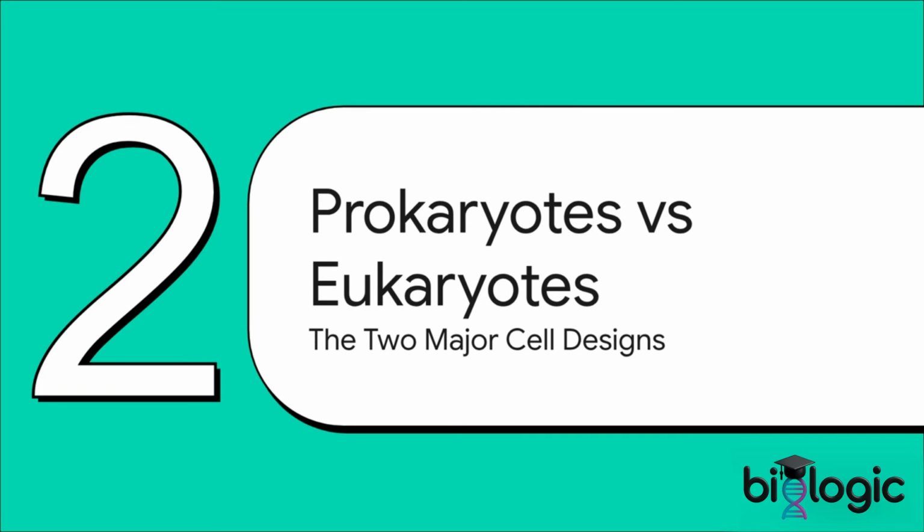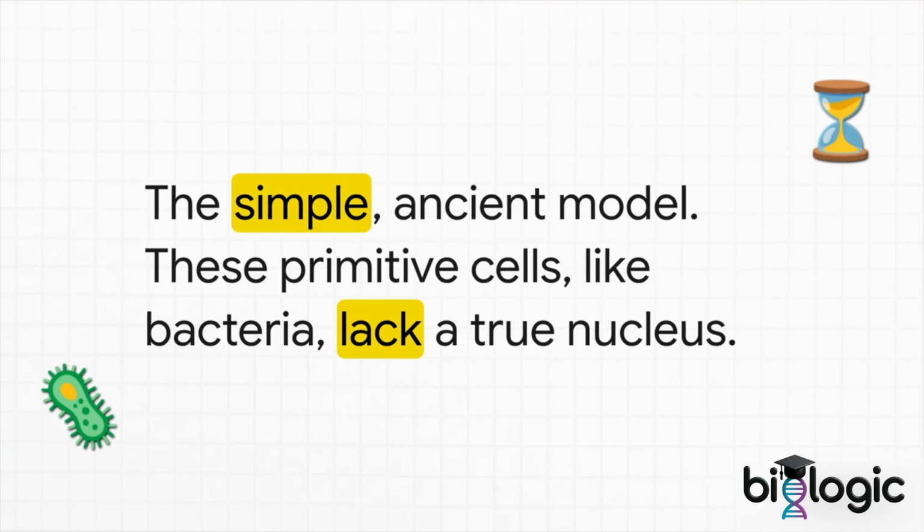Now we're going to look at the two basic designs for life on Earth, prokaryotic and eukaryotic cells. Knowing the difference between these two is a classic exam question, so pay attention. First, you've got the prokaryotes. These are the originals, the veterans of life on Earth. They're super simple, really small, and here's the most important part. They do not have a true nucleus. Their genetic material just kind of floats around inside the cell in a region we call the nucleoid.